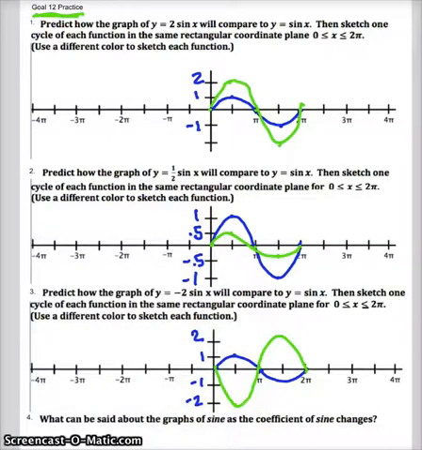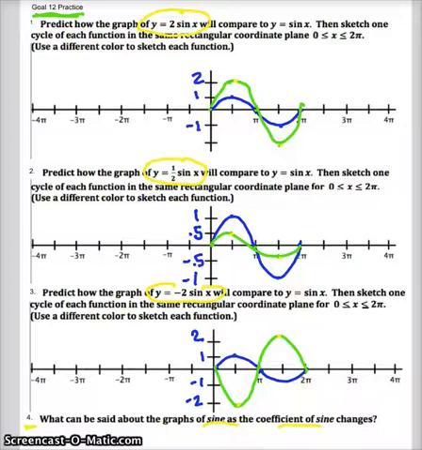First of all, what did you answer for number 4? What can be said about the graphs of sine as the coefficient of sine changes? I hope you said that you noticed that the function stretches and shrinks vertically. And if you look at number 1, y equals 2 sine of x, the max is 2, the min is -2. Number 2, y equals half sine x, the max is 1/2, the min is -1/2. Y equals -2 sine of x, the max is 2 and the min is -2.